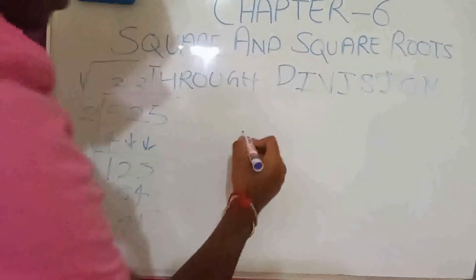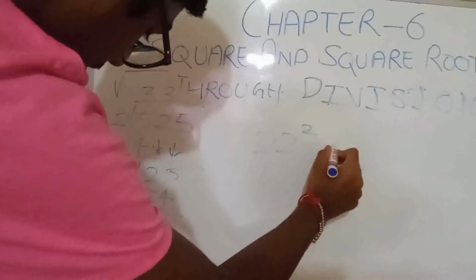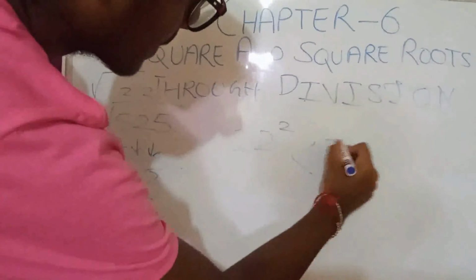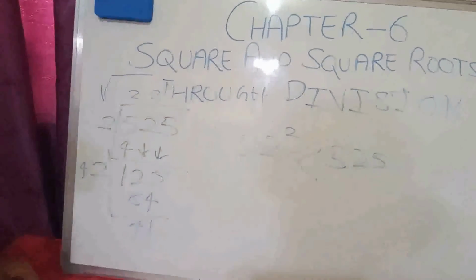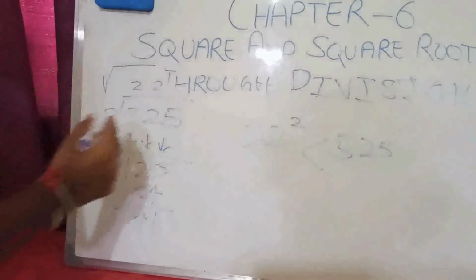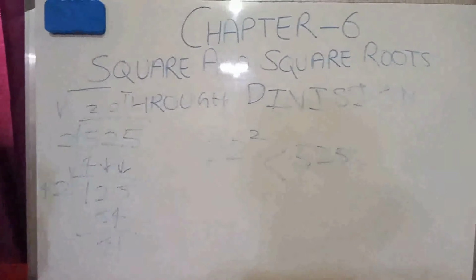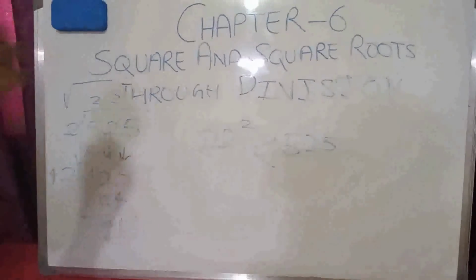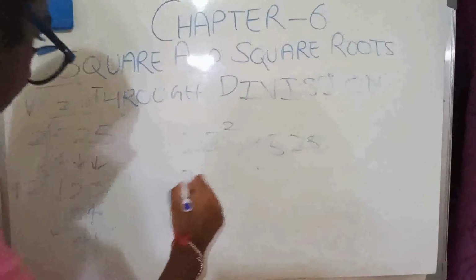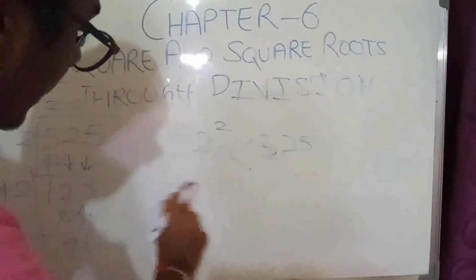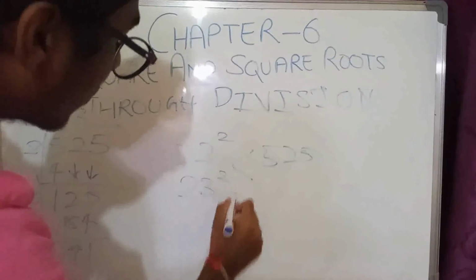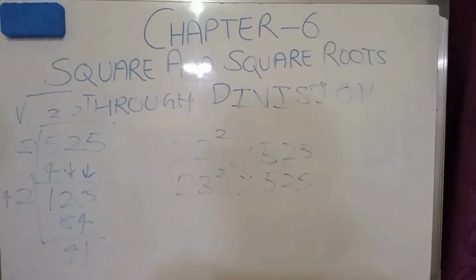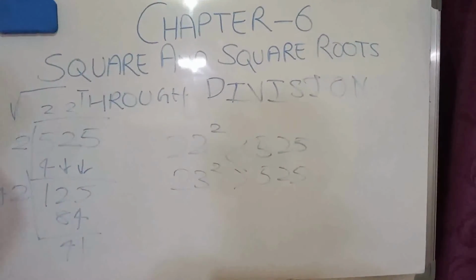So we know that 22 square is smaller than 525, which is the question, because we get 41 as the remainder. The 525 is 41 more than 22 square. But we also know that 23 square is bigger than 525. So that means 525 lies between 22 square and 23 square.